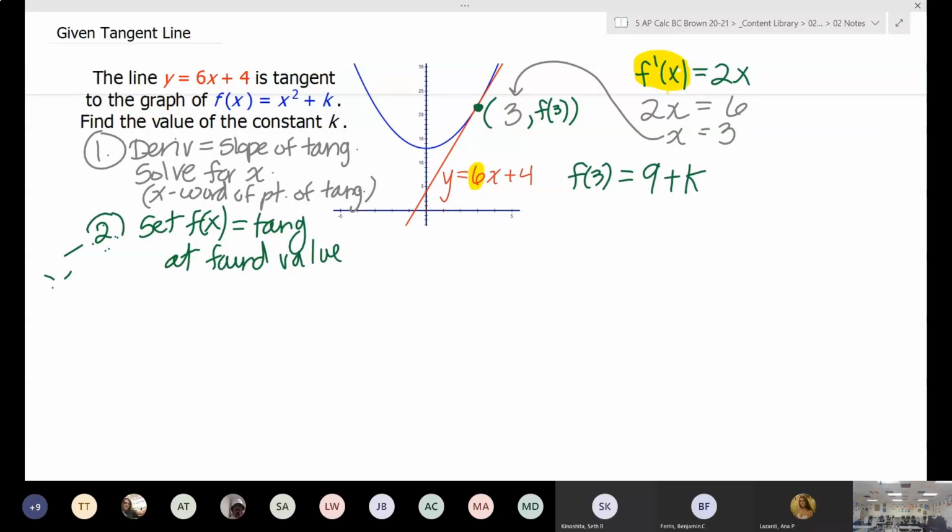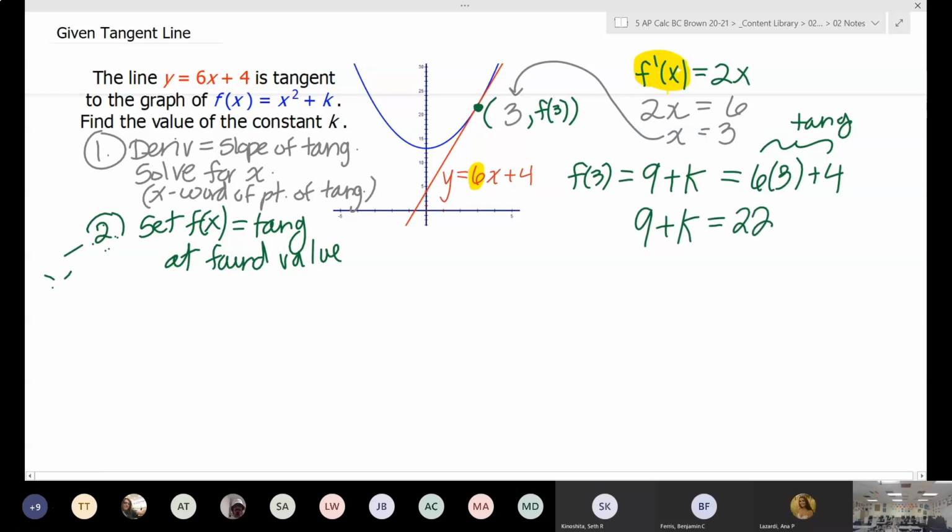So we do know the tangent line at 3 would be at 6 times 3 plus 4. So this is the tangent, and we can use that to find the k value. So I have this 9 plus k. 6 times 3 is 18 plus 4, 22. That 22 is actually the y value of the point of tangency. But then subtracting by 9, that would give us this value of k, which is going to be 13.